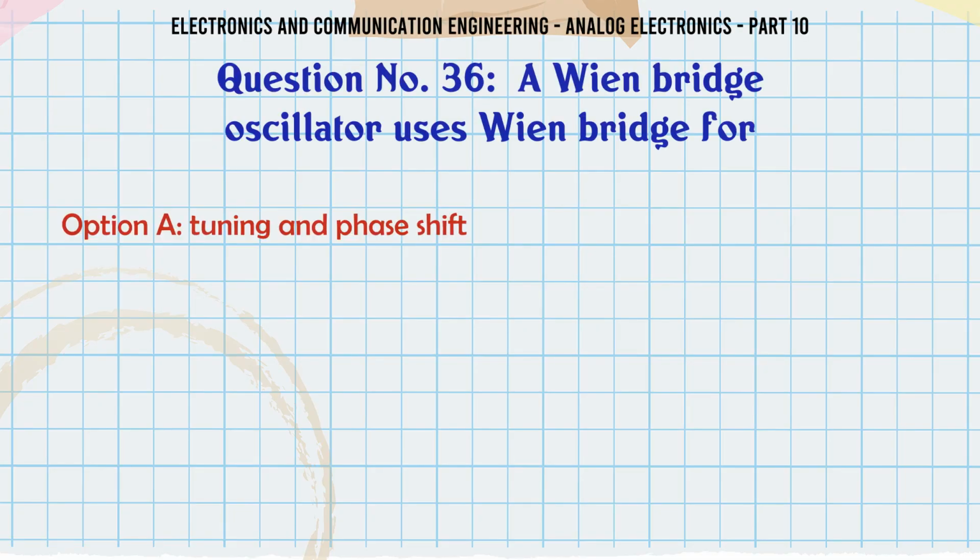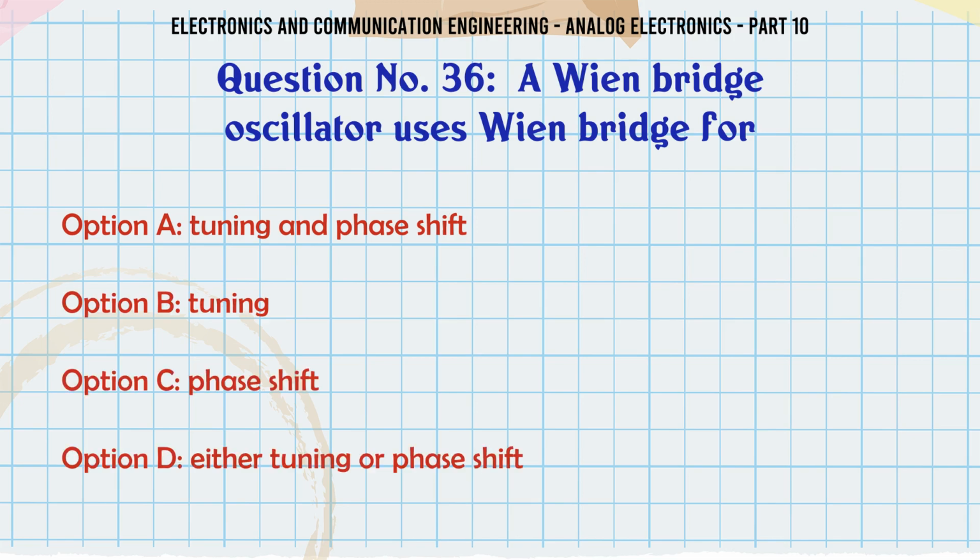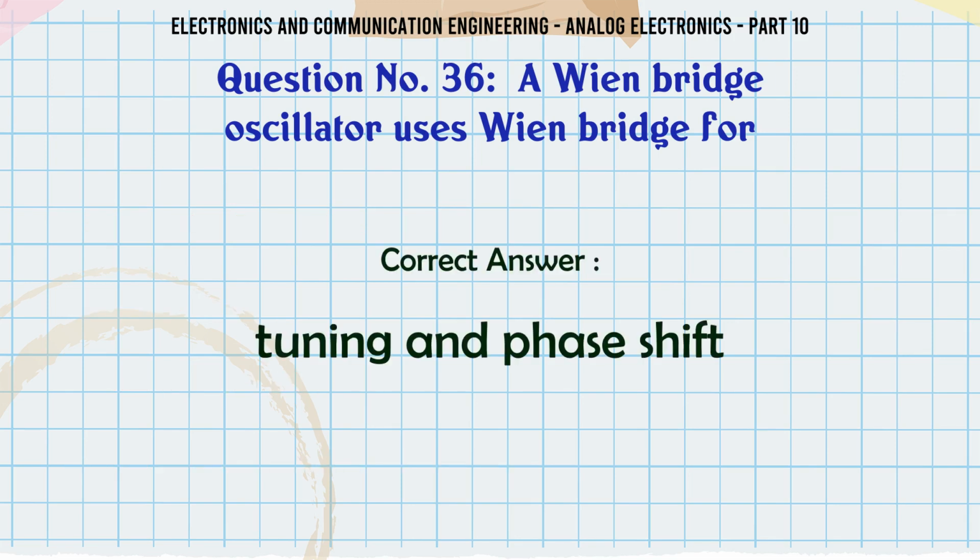A Wien bridge oscillator uses Wien bridge for A. tuning and phase shift, B. tuning, C. phase shift, D. either tuning or phase shift. The correct answer is tuning and phase shift.